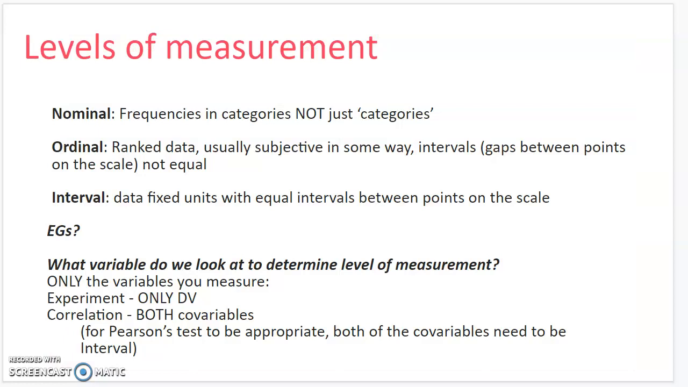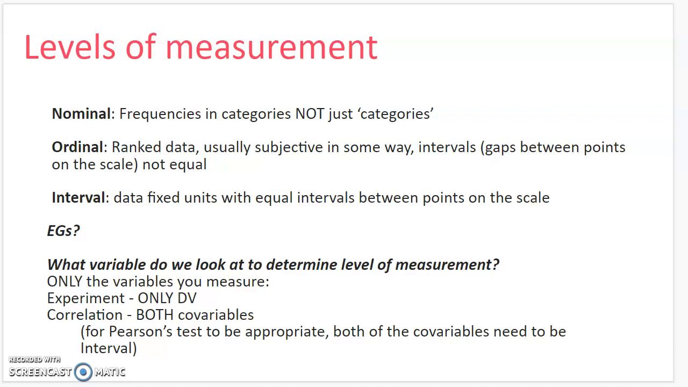There are 3 levels of measurement in psychology that you need to know about. The first is nominal. This is the most basic form of measurement. This is when you collect frequency data in categories. It's worth noting that just categories alone is not always quite enough justification for nominal data, because you do need the frequency and category part.